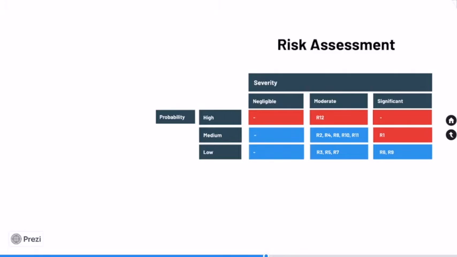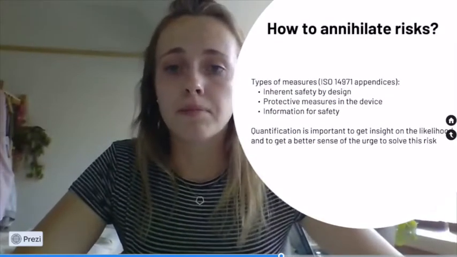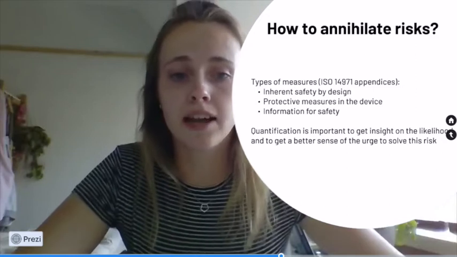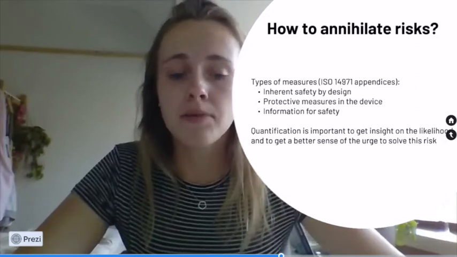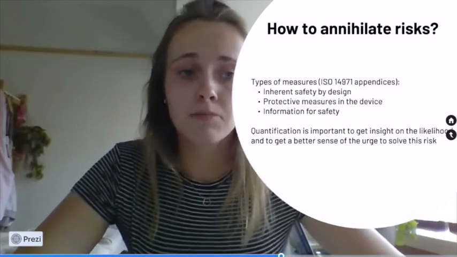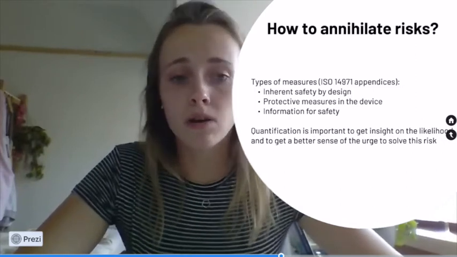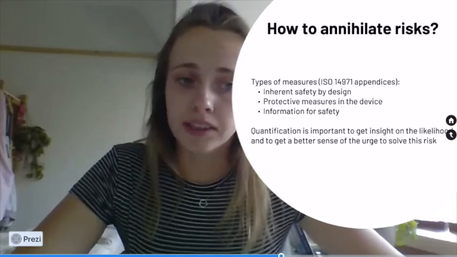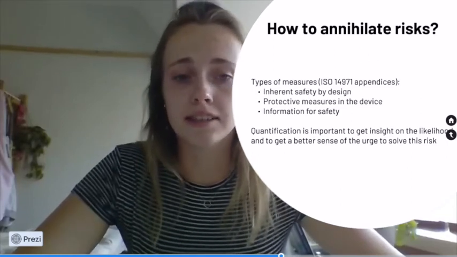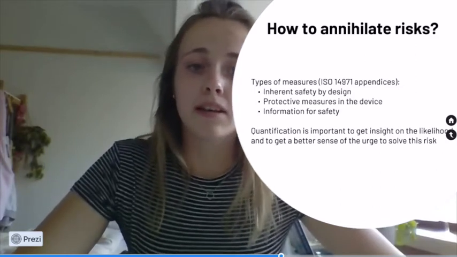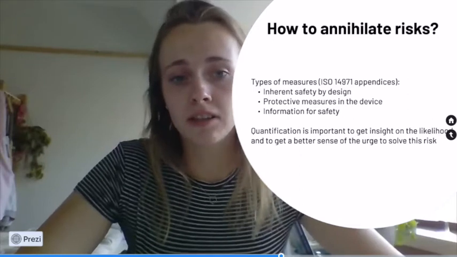Now that we know what the risks are and what the possible consequences are, we can look into how we can minimize these risks. According to the ISO 14971 appendices, we can do this in three ways: inherent safety by design, protective measures in the device, or information for safety. To get a better sense of how urgent the risk is, a semi-quantitative analysis is necessary. To be able to do this, we would need a good quantification of risks.